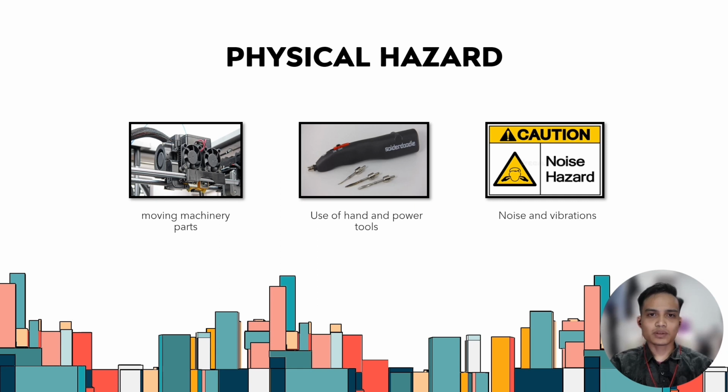Noise and vibration are also physical hazards in 3D printing workshops. The operation of machinery and equipment can generate high levels of noise, which can lead to hearing damage over time. Vibration from certain tools or machinery can also cause discomfort and potential long-term health issues. To address this, it is important to implement engineering controls, such as using soundproofing material or vibration damping mounts.